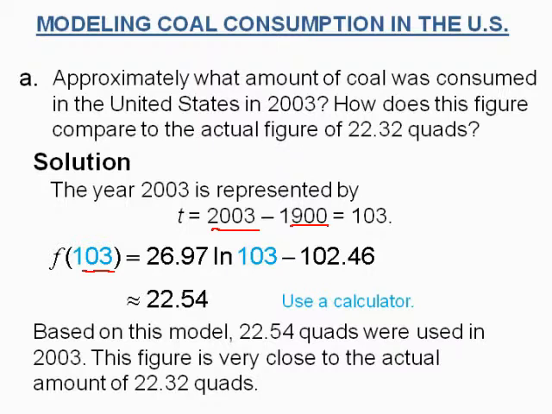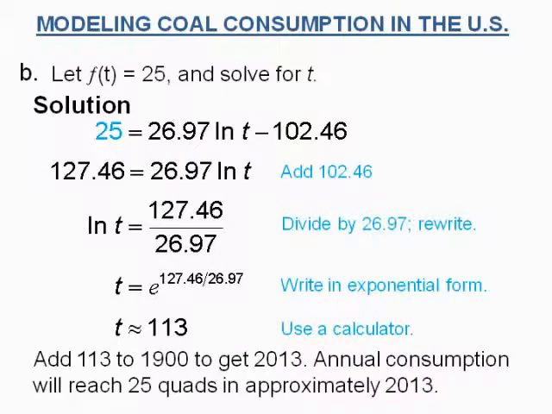So based on this model, 22.54 quads were used in 2003, and this figure is very close to the actual amount of 22.32 quads. So the function looks like it fits the data pretty well. And then we can also put in 25 for f of t here and figure out, since this model seems to fit the data pretty good, approximately how much coal would be used in 2013. Let's go ahead and go back up top.